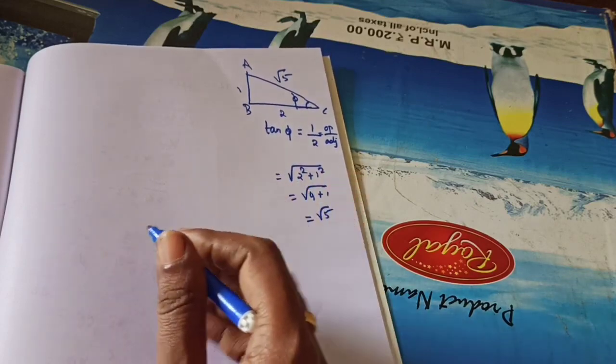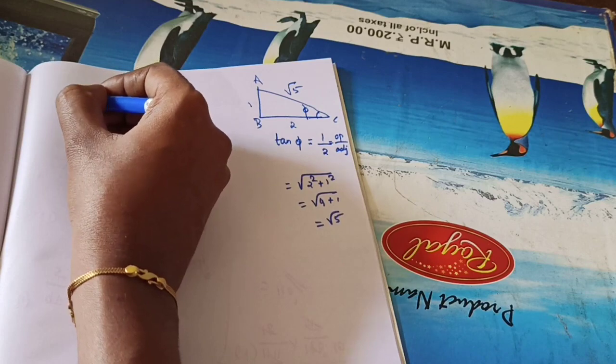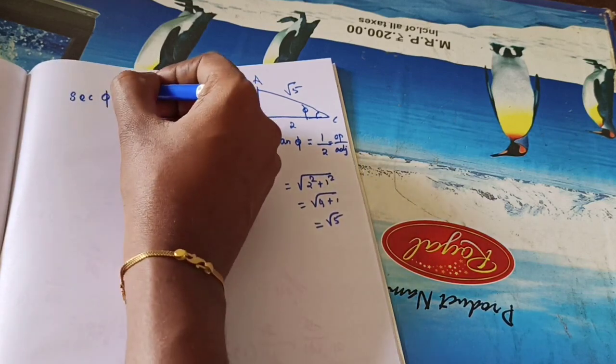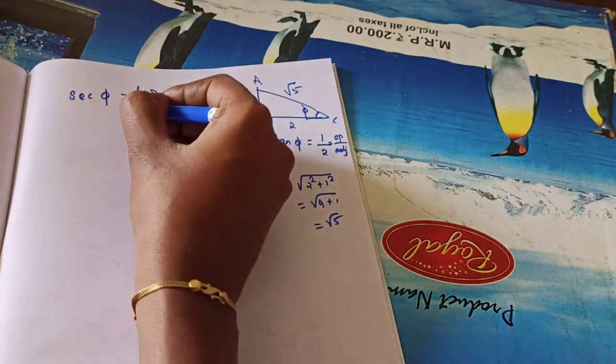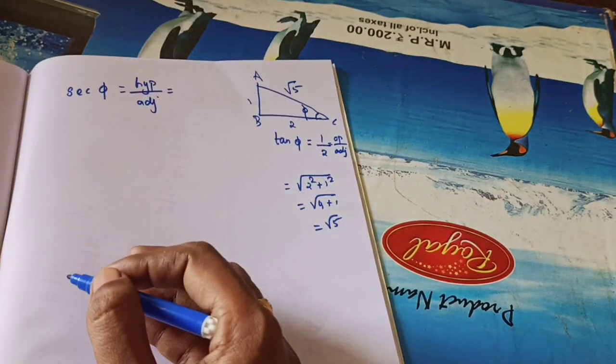So we have found out all the values. Now you know all the values. You need the secant theta value. Secant theta means what's the value? Hypotenuse divided by adjacent. What's the hypotenuse?